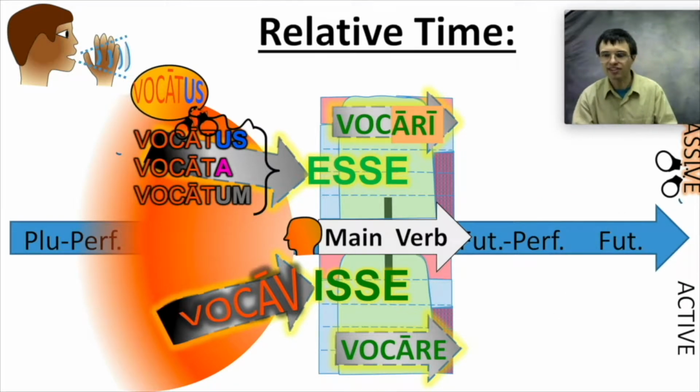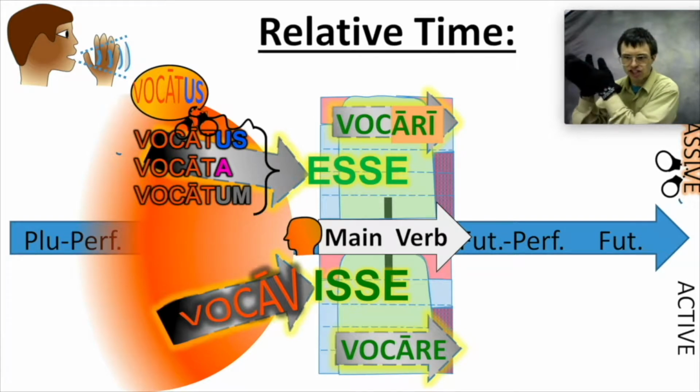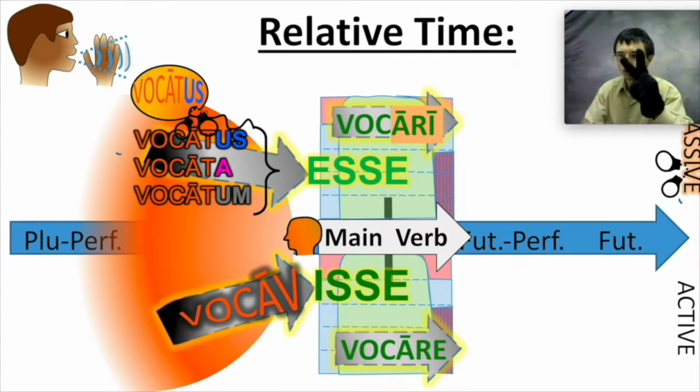Okay, next up is this great concept called relative time. And relative time is when you have 2 verbs in a sentence, one subordinate to the other in some way. Like in this case, the subordinate verb is the infinitive, because an infinitive cannot stand by itself in a sentence. To be happy? That's not a sentence, okay? You have to have a main verb.